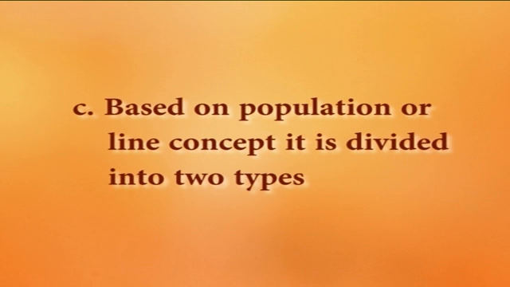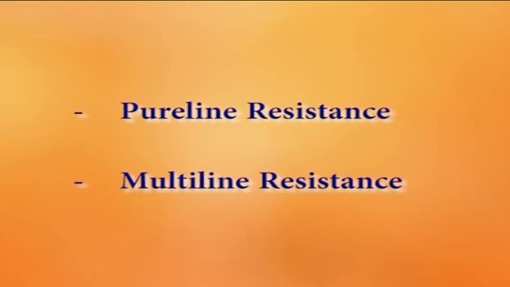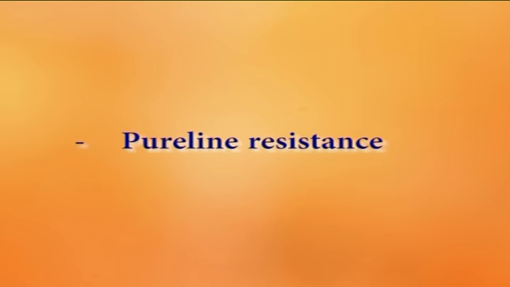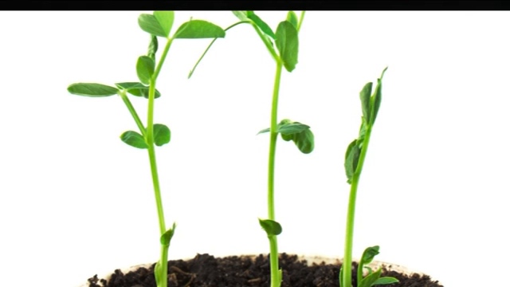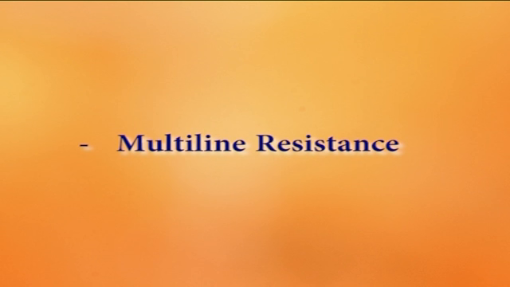Based on population or line concept, it is divided into two types. They are pure line resistance and multi-line resistance. Pure line resistance is exhibited by lines which are phenotypically and genotypically similar, whereas multi-line resistance is exhibited by lines which are phenotypically similar but genotypically dissimilar.